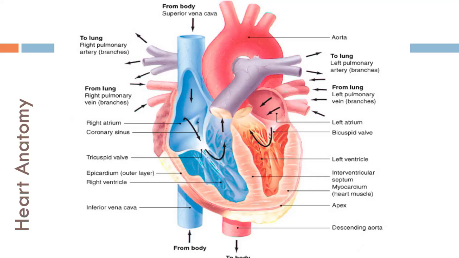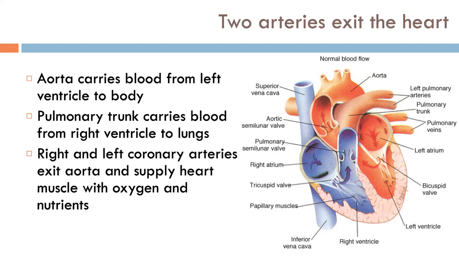IV drug use, again, this is the first place that blood coming from the body comes back to, the tricuspid valve. That's why you get the vegetation from IV drug users and all that stuff. From there, that's the main valve. Arteries. You have the pulmonary trunk, and then you have the aorta.